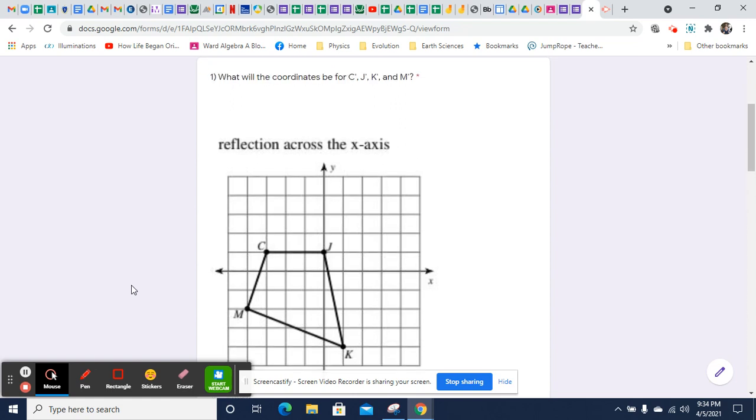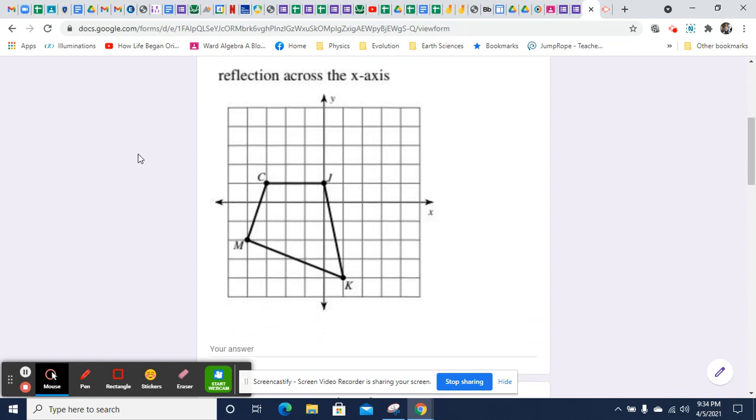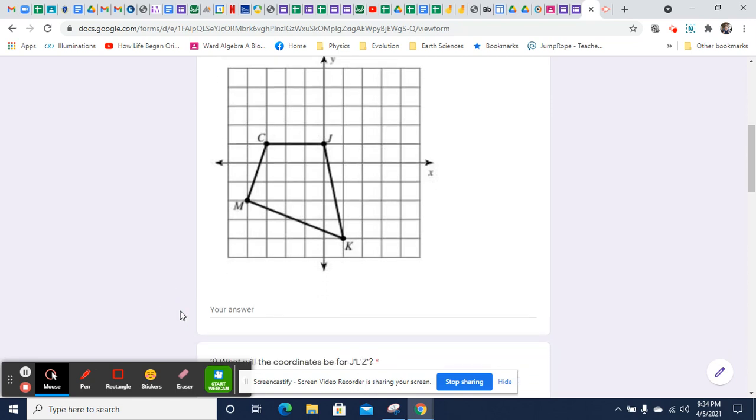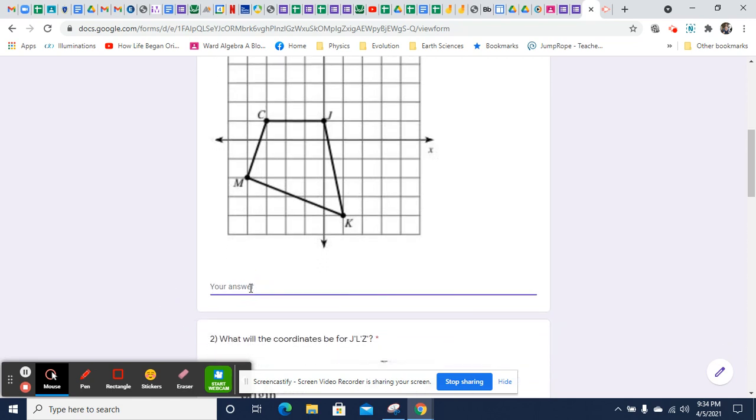What will the coordinates be for C prime, J prime, K prime, and M prime? I'm going to find it useful to just copy that into my answer. And I'm just reflecting C, M, K, J across the x-axis. So this is the x-axis. Every single one of these points is going to keep their x value, but their y value is going to be reversed in its sign. So here's what we get.